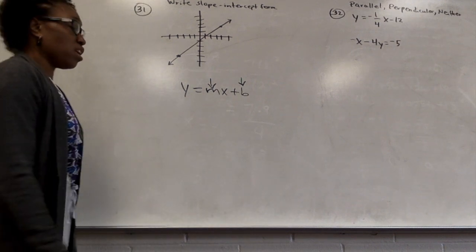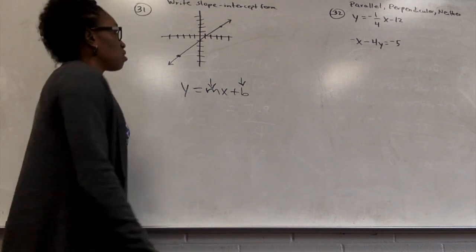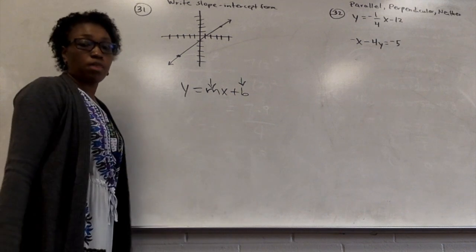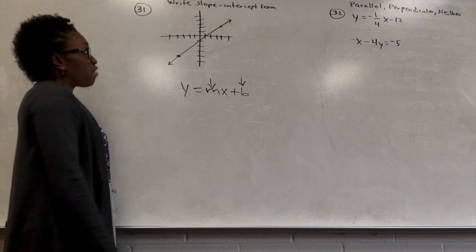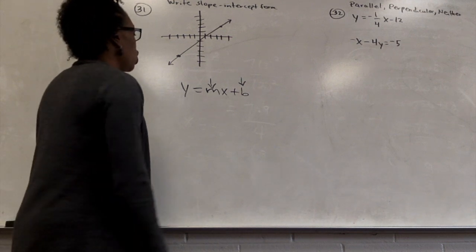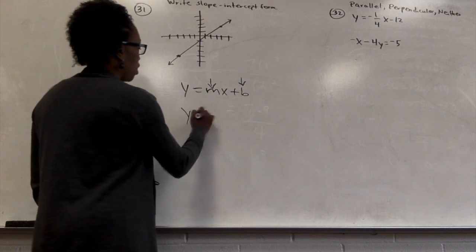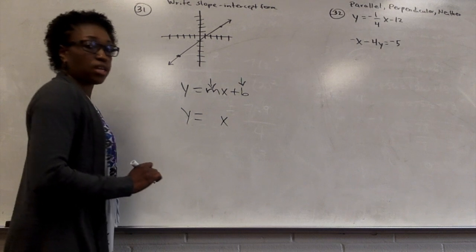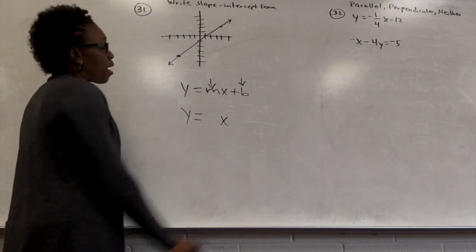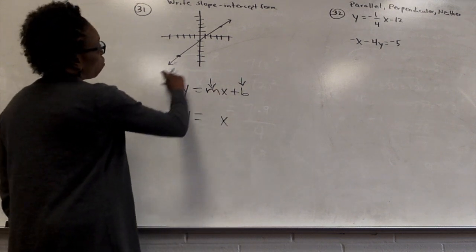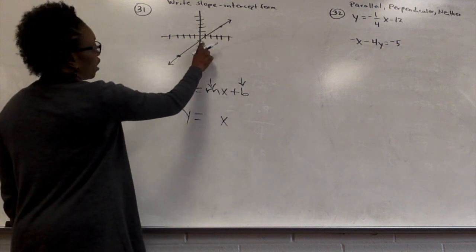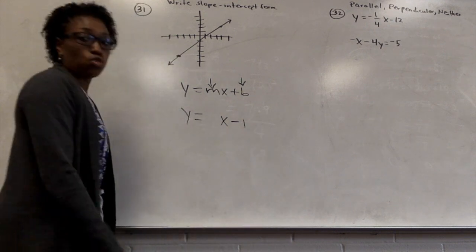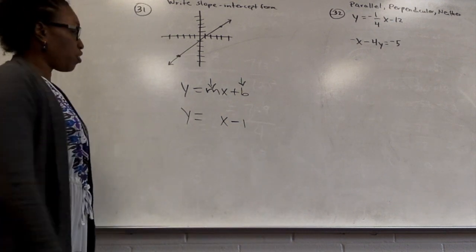Now, your b is your y-intercept. That's the point that touches the y-axis. And your m is the slope. That's your direction, rise over run of your line. So the first thing I'm going to do is I'm just going to write the y back down. And I'm going to write my x back down. And the first thing I'm going to do is look for my y-intercept where the line is crossing the y-axis, and it's crossing at negative 1. So negative 1 or minus 1 would be for the y-intercept.